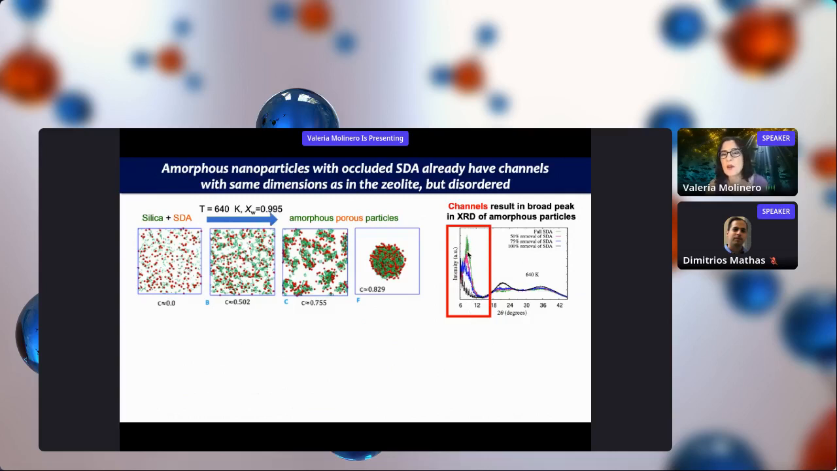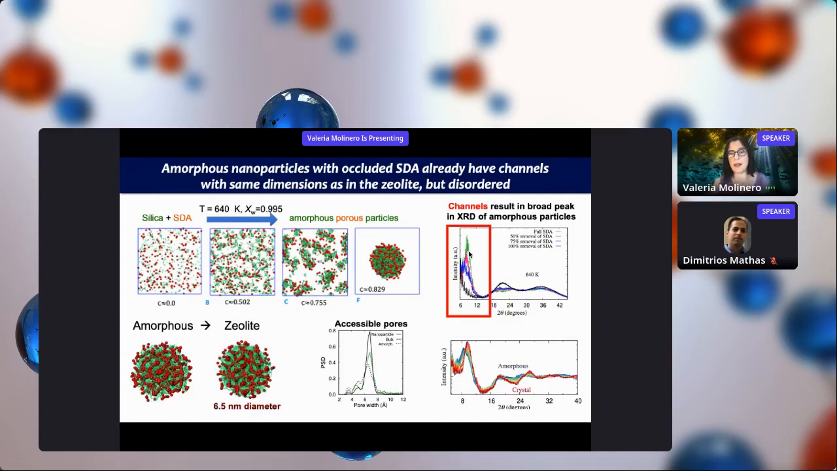I mention this because in the experiments, they have found this peak, but they have not been able to interpret what was the origin. We say that this peak that they find at low angle is the distance between the channels in the amorphous zeolites, in the amorphous precursors.